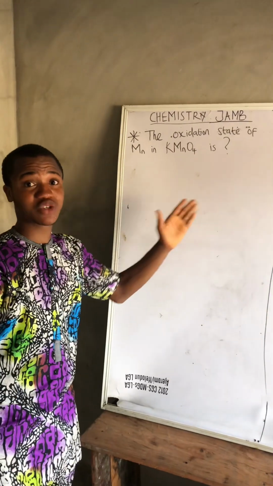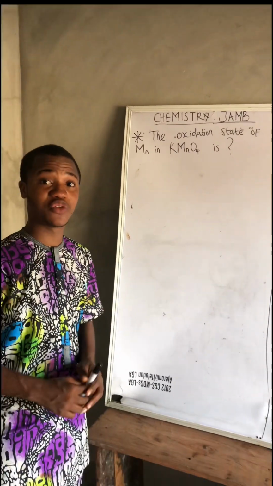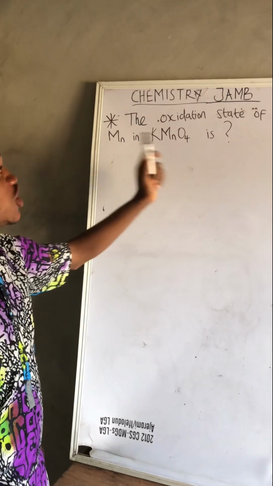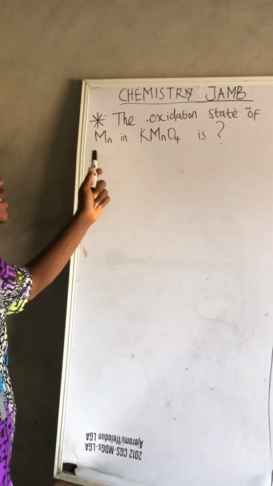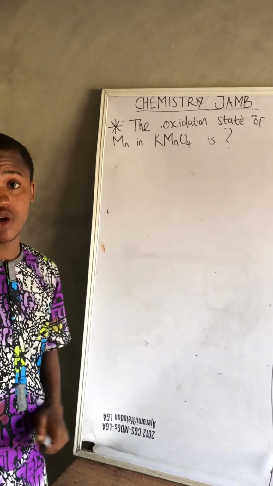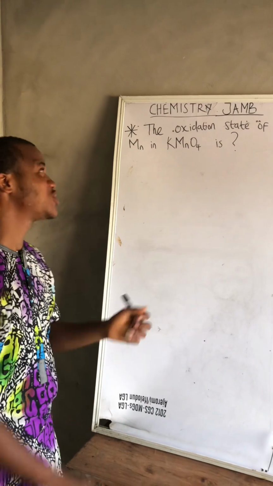This is a JAMB past question I saw and I decided to solve it for you guys. The oxidation state of manganese in KMnO4 is what? So I'm going to solve this.